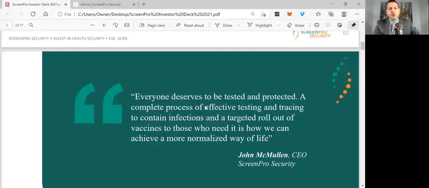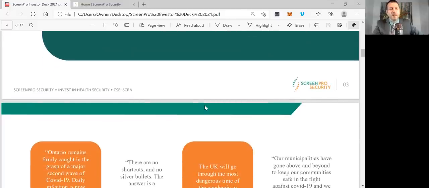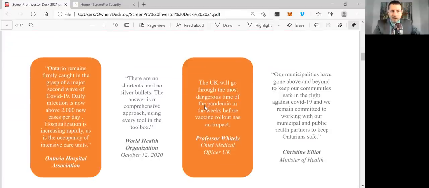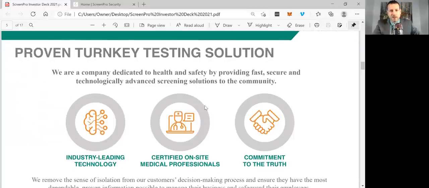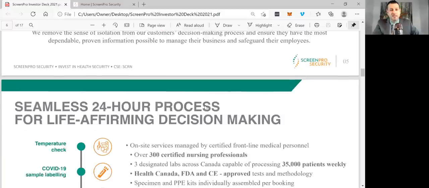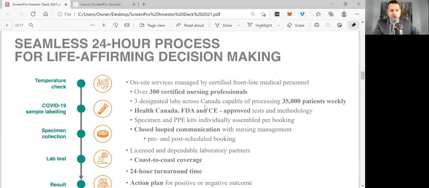John McMullen, the CEO of ScreenPro Security, brand new IPO launching today under the symbol SCRN. Talking about the COVID-19 and all the problems that everybody's having. Talked a little bit about their turnkey testing solutions. We remove the sense of isolation for our customers' decision-making process and ensure they have the most dependable, proven information possible to manage their business and safeguard their employees. Companies need this, folks, so that the world can open back up. And this is what ScreenPro is doing.